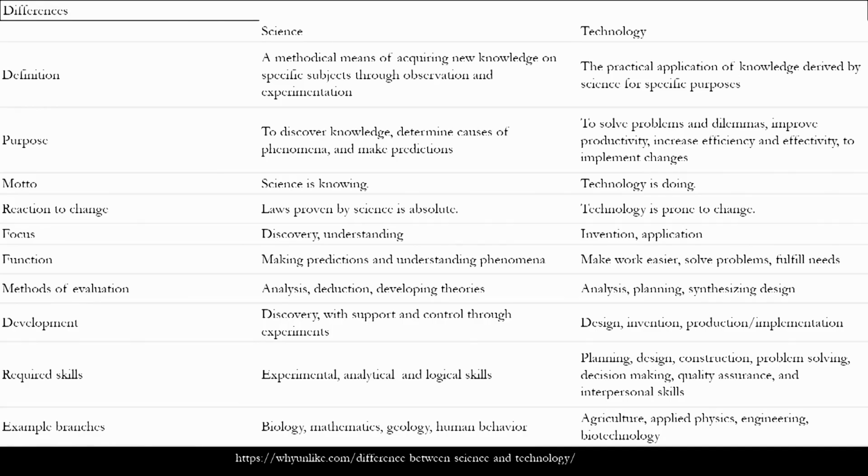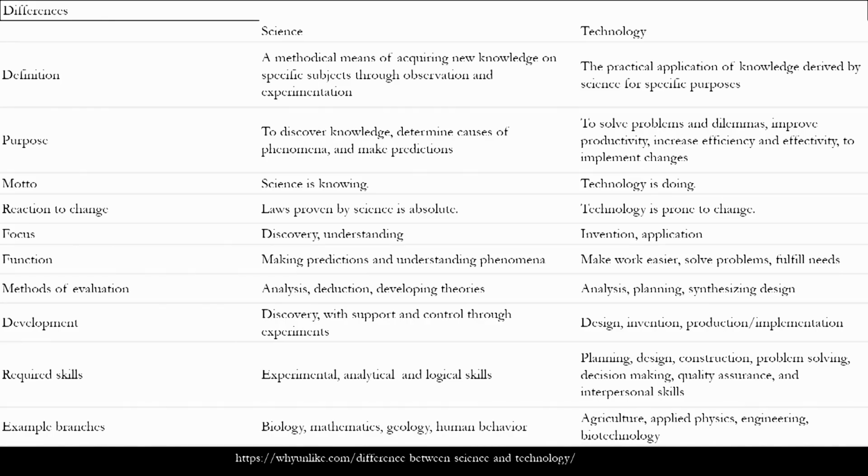Whereas, the purpose of technology is to solve problems and dilemmas, improve productivity, increase efficiency and effectivity, to implement changes. So, the purpose of technology is rather practical. It is to solve problems and dilemmas, it is to give some answers to some questions, like having a magnifying glass, for example, it is to make our life better, to see smaller objects better.